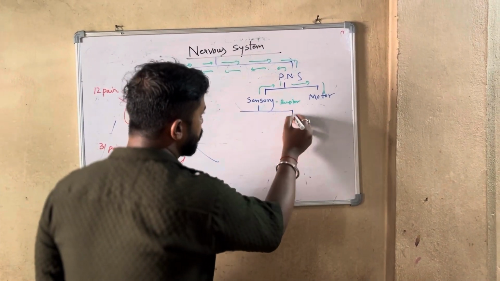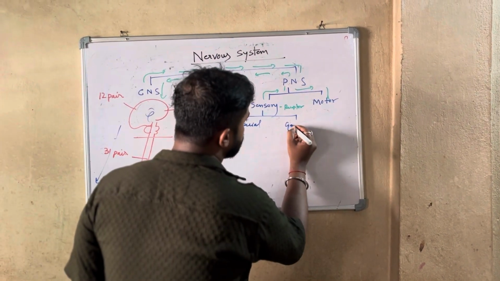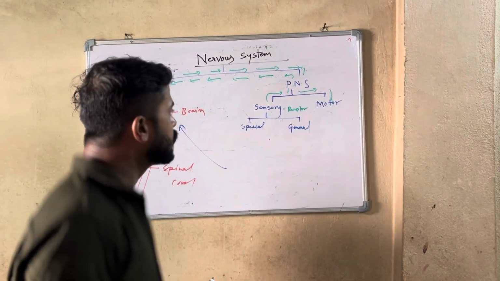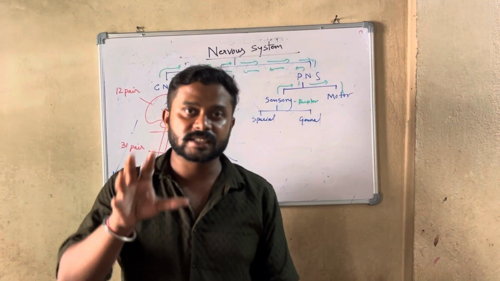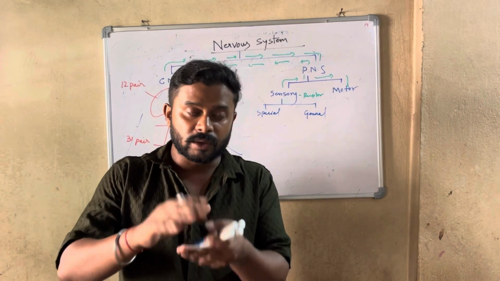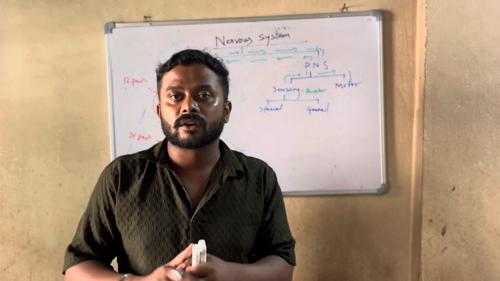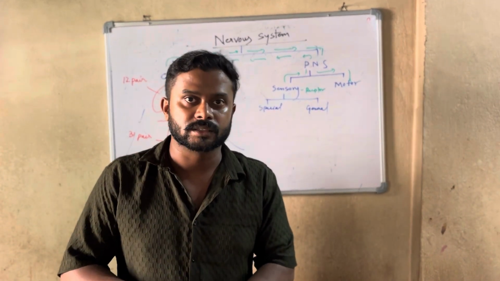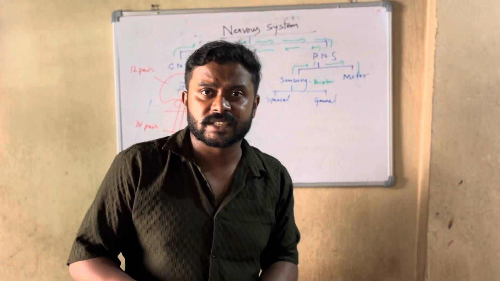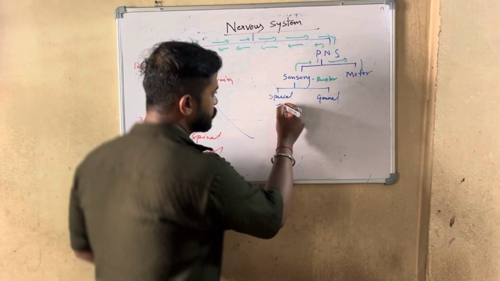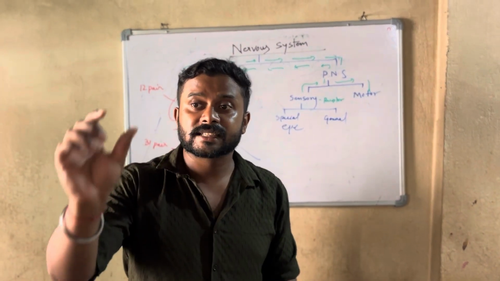The sensory system can be categorized into two categories: one is special and one is general. Why? Because in our body there are some special sensory organs which perform a special function. Without that particular organ, all other organs are not able to perform that function. An example is the eye. The eye is a special sensory organ because it carries the visual stimulation.